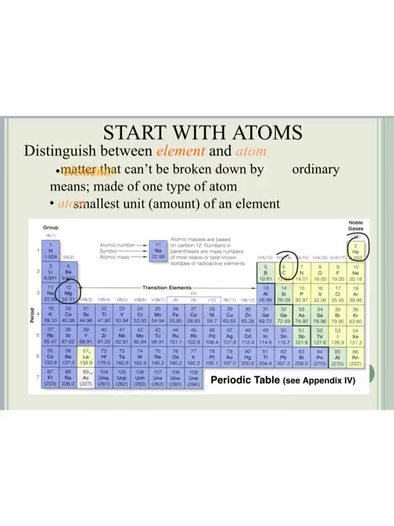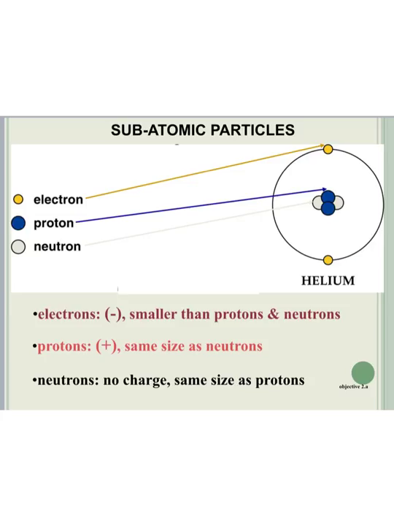Now, an atom is the smallest unit or the amount of an element. An atom is sort of like a measuring stick, like a gram or a liter. We can have atoms. It's the smallest unit or the amount of an element. So the smallest unit of carbon that we can have is an atom. So we have atoms that make up or that are used to measure elements, and elements are found on the periodic table.